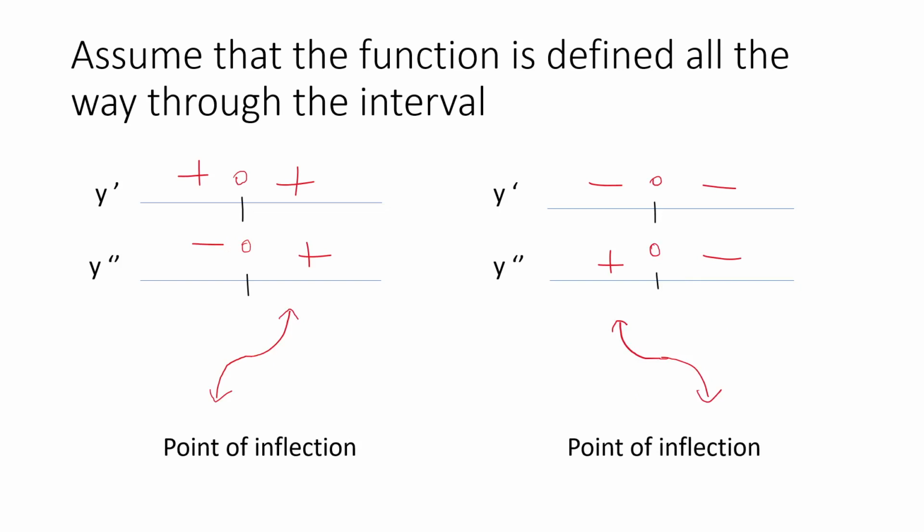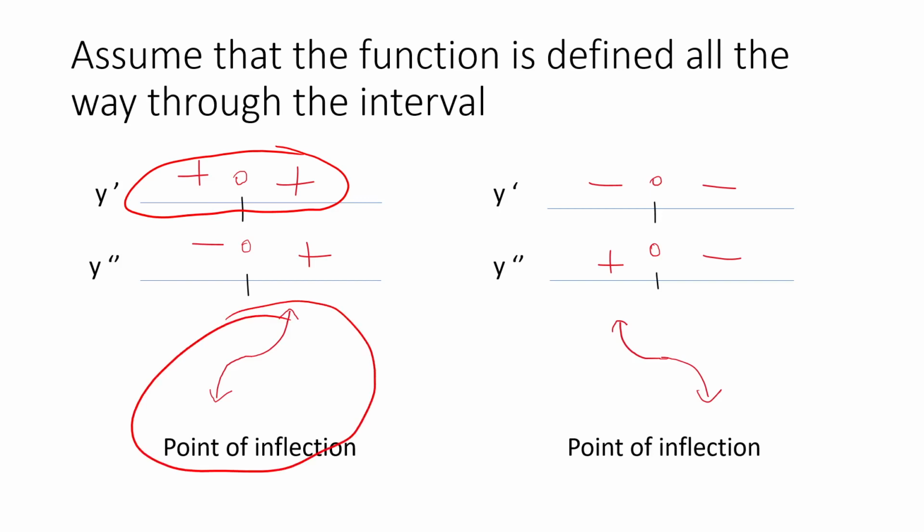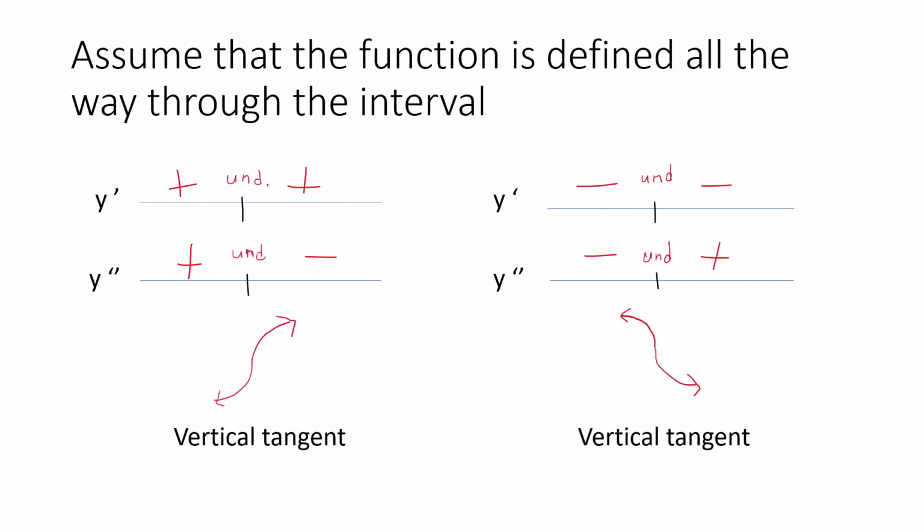If we have a first derivative that goes from positive to 0 to positive, and a second derivative that goes from negative to 0 to positive, we're going to have a point of inflection. It's going to look like that. And if we have a first derivative that's negative, then 0, then negative, and a second derivative that's positive, then 0, then negative, we're going to have a curve that looks like this. It'll be decreasing, and then 0, and then decreasing, but it will be concave up and then concave down to the right of the point of inflection.